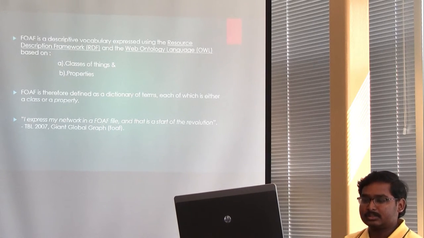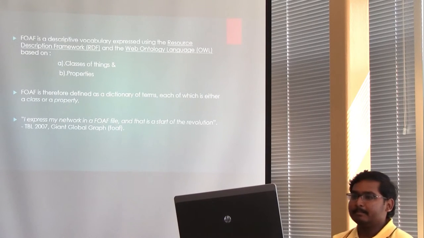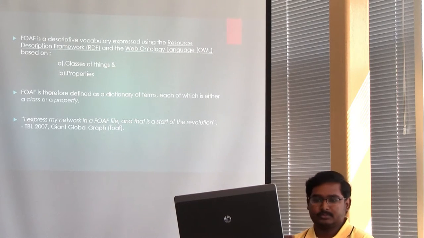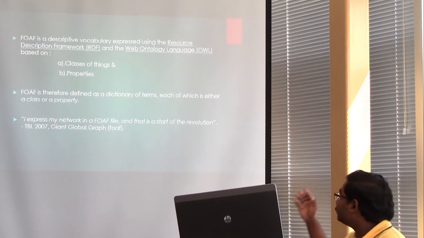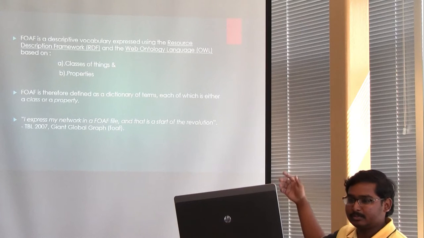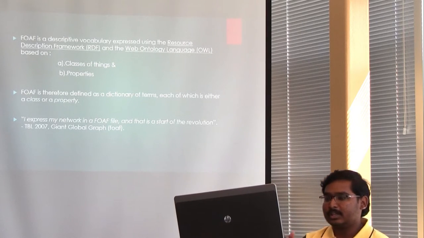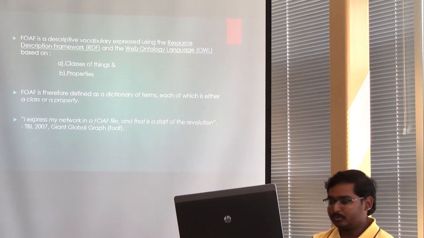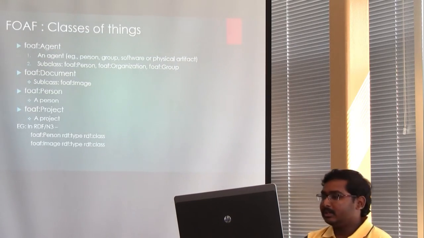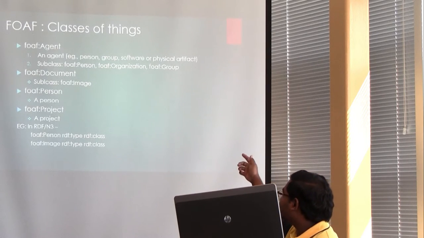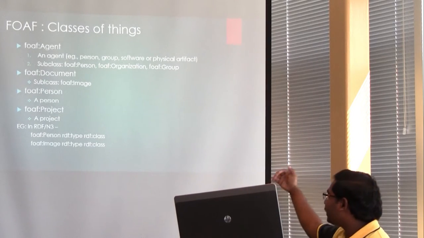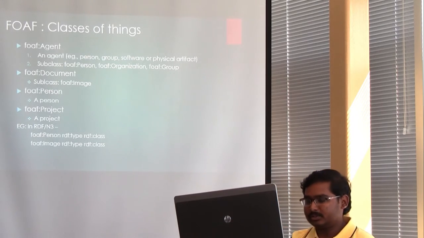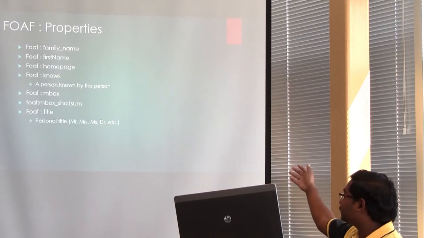It has classes and properties, and it is basically a dictionary of terms, which defines both class and property. So TBL, Tim Berners-Lee, has said that he expresses his network in FOF, and this is the start of a revolution in the FOF thing. As you can see, these are the classes: agent, document, person, project, and in RDF you can write it as a FOF RDF type, and it's a class. Capital letters represent the class of things, and small letters represent the properties.